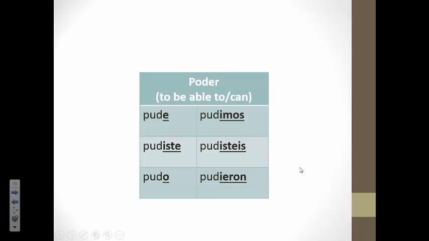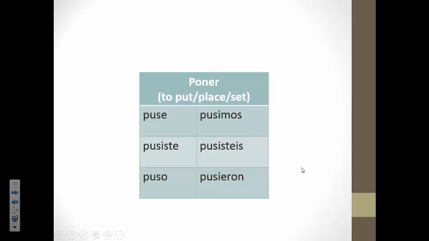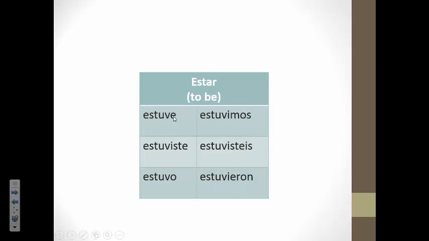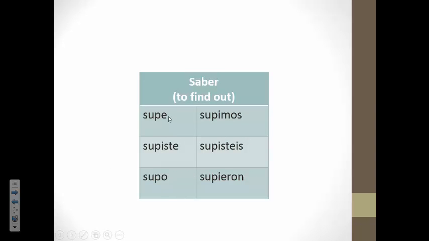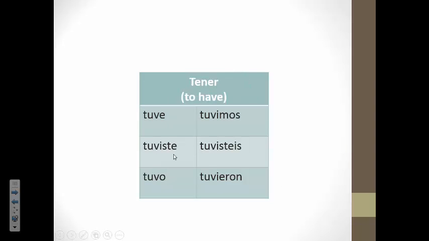Okay, so write down your irregular stems for poner, estar, saber, etc. Then add your endings. Your conjugation should be as follows. Poner, to put, place, or set: puse, pusiste, puso, pusimos, pusieron. Estar: estuve, estuviste, estuvo, estuvimos, estuvieron. Saber: supe, supiste, supo, supimos, supieron. Tener: tuve, tuviste, tuvo, tuvimos, tuvieron.